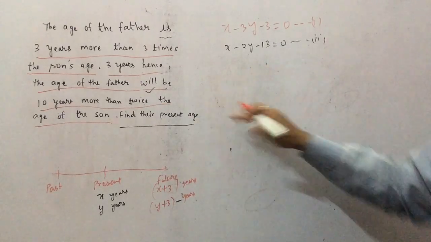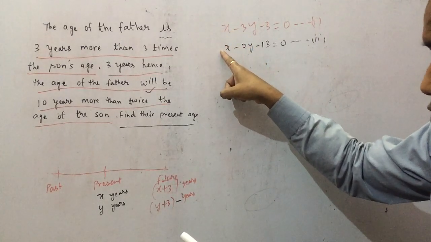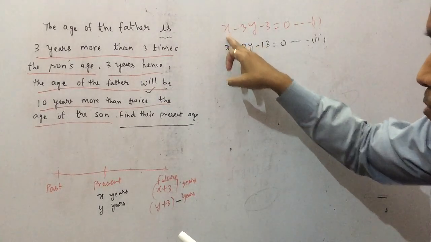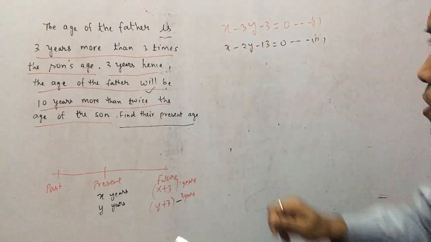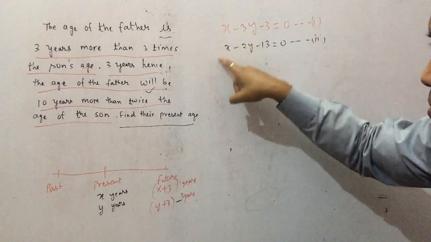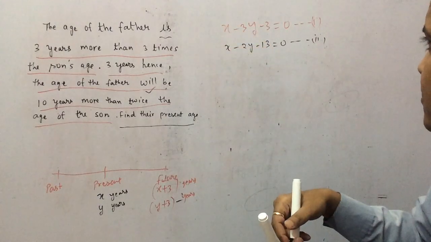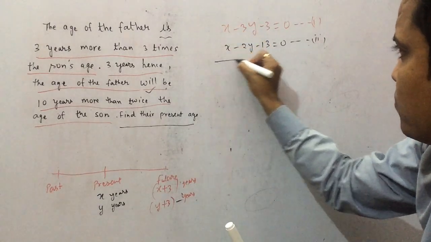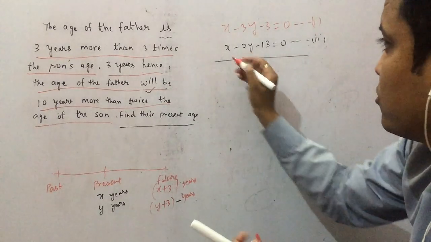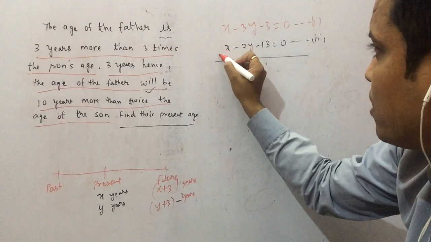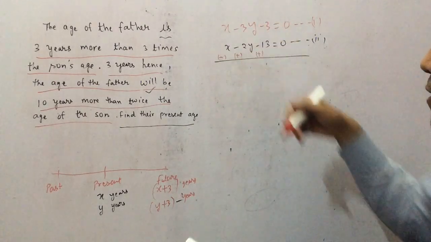Here you see that the coefficient of x is 1 and the coefficient of x in the second equation is also 1. Since the coefficient of x in both the equations is the same, 1 and 1, you can subtract. When you subtract, you have to change the signs. Since this is a plus, it will become minus. Since this is minus, it will become plus, because you are subtracting it.